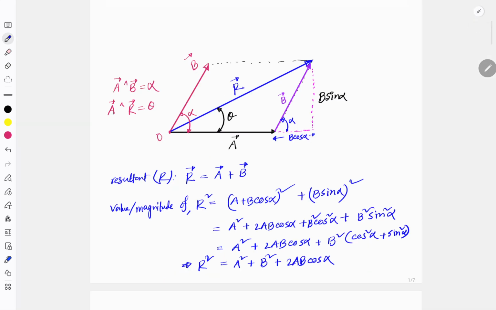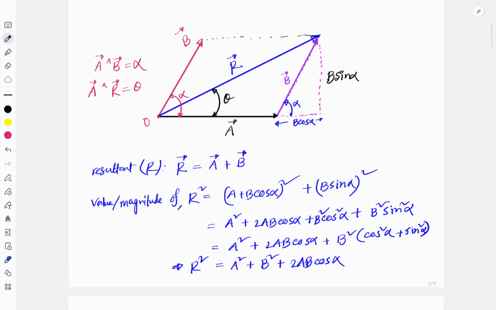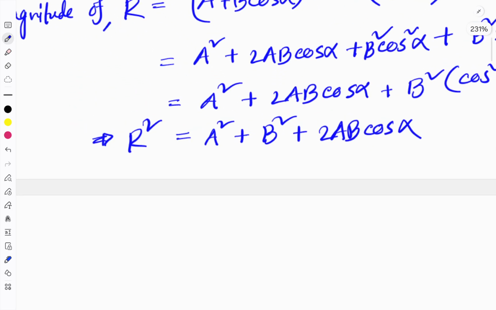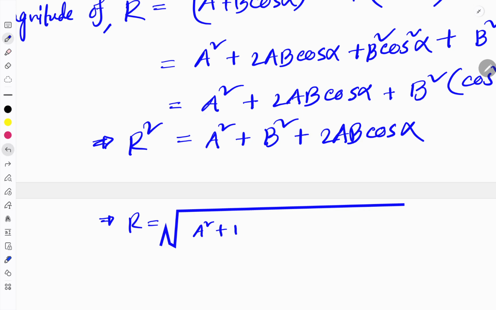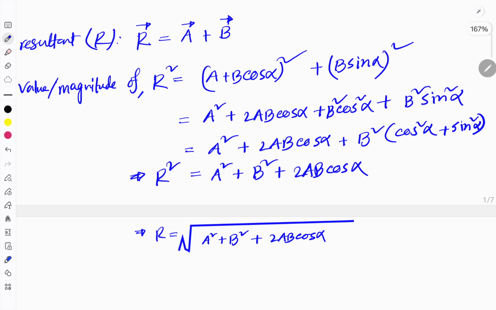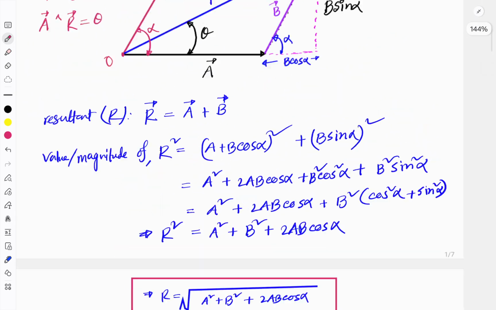So this is how I found the resultant so far. So let's take the square root of this. So I have r, which is equal to square root of a square plus b square plus 2ab cosine of alpha. You must remember this equation. So I have put it inside a box so that you understand this is a very important formula.